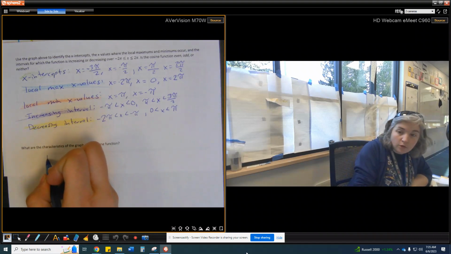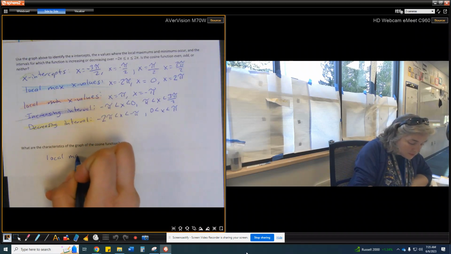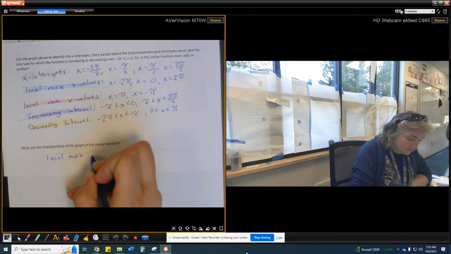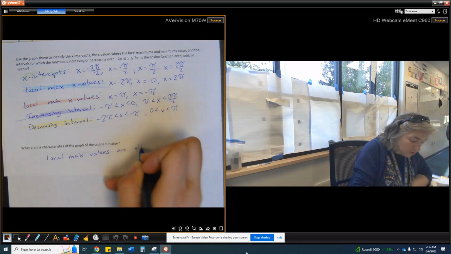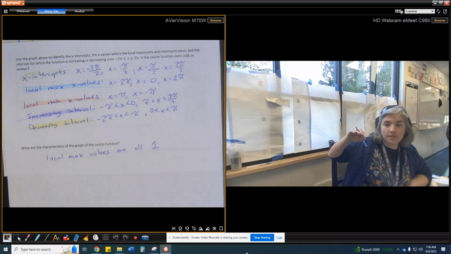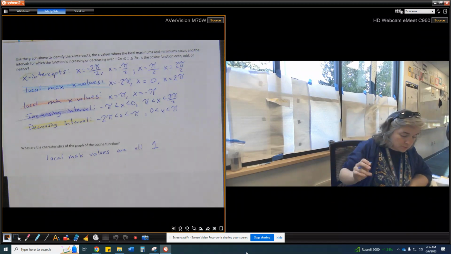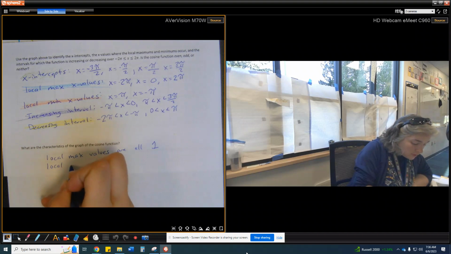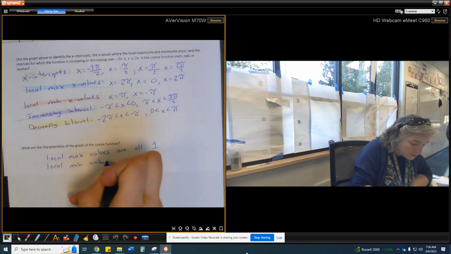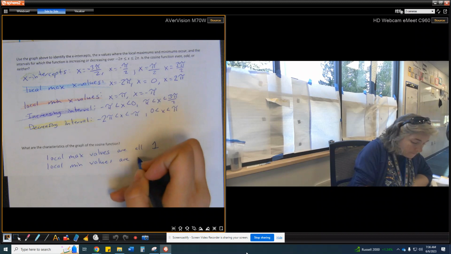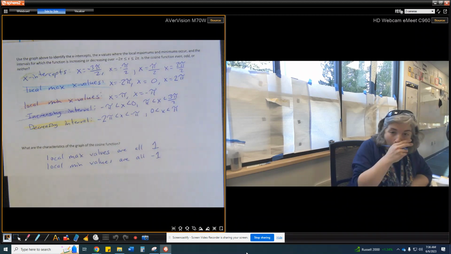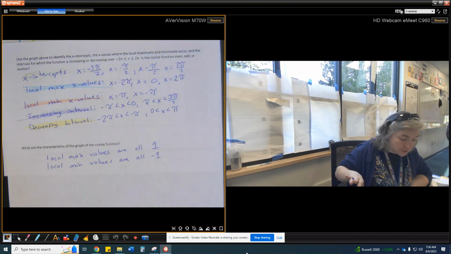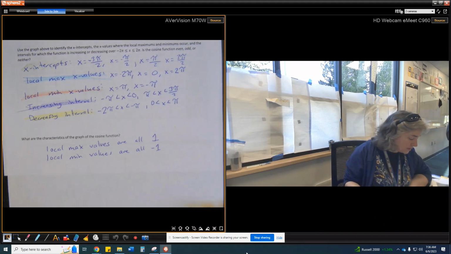All right, characteristics of this function. We know that we have local maximum values, which are all 1, right? That's the local maximum. It doesn't go above 1, ever. And then the local minimum values are all negative 1. That's as low as it goes. So that's similar. In fact, it's the same as sine.